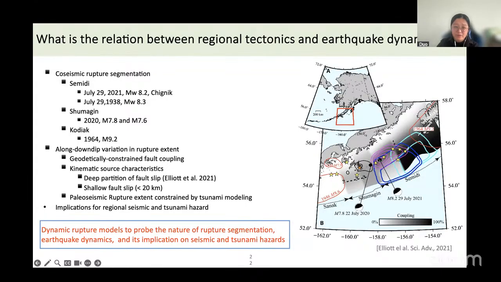But in 2021, a magnitude 8.2 happened along the quite deeper part of the fault. It nucleated at 35 kilometers and ruptured between 20 and 40 kilometers. So it's a really deep rupture. We want to investigate what the faulting mechanism is for this deep rupture and what it implies for seismic and tsunami hazard in this area.